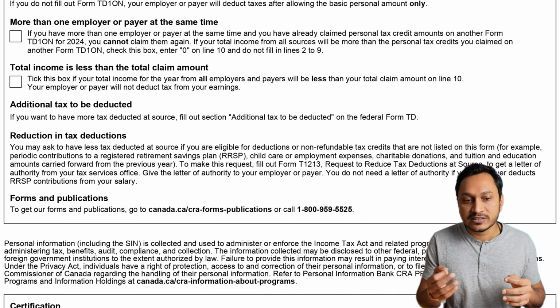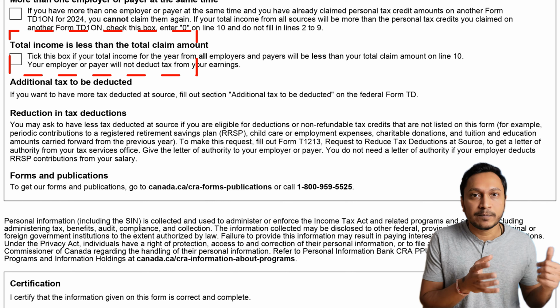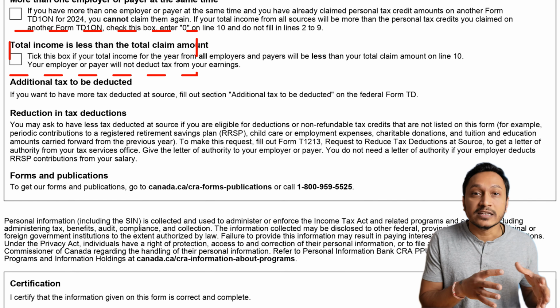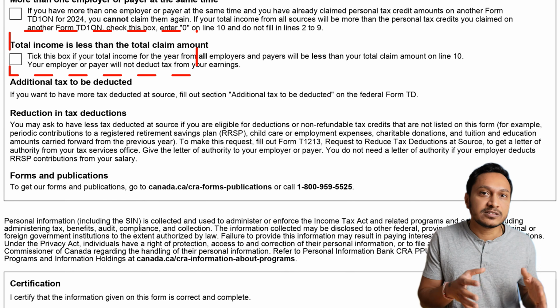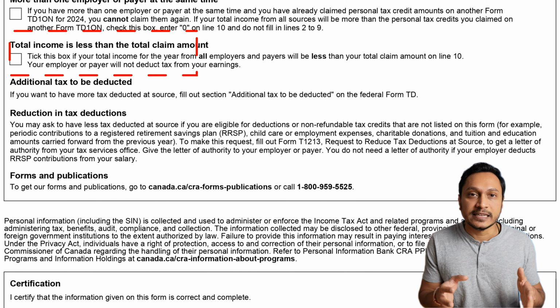Next is total income is less than the total claim amount. You can tick this box if your total amount on the previous page, box number 10, is more than your income. Basically, your income is less than the amount you are claiming and your employer cannot deduct any provincial tax in that case.